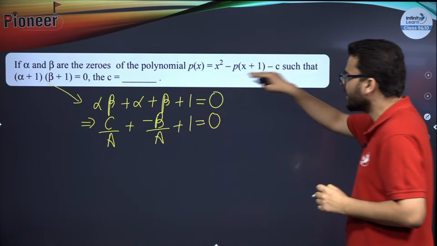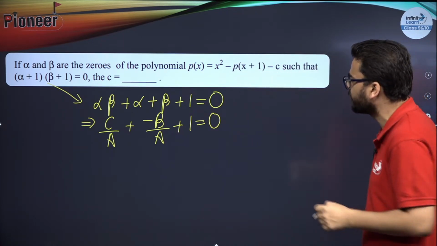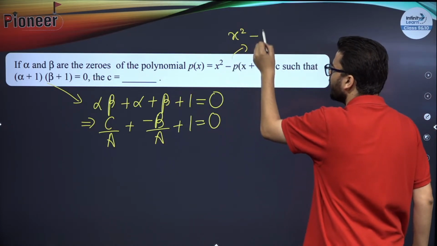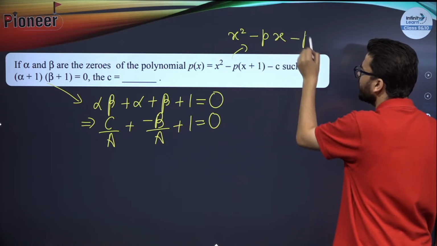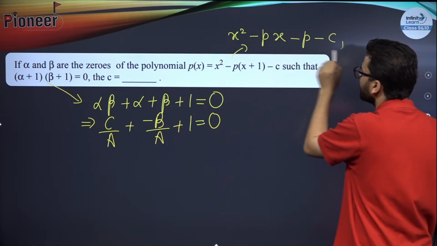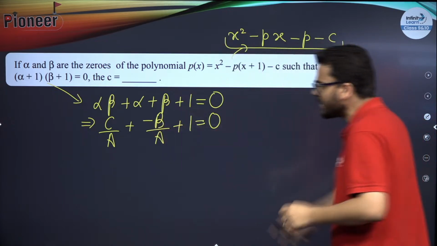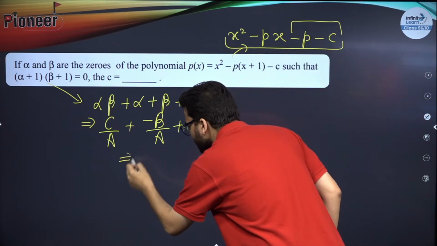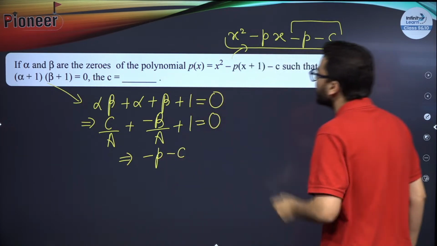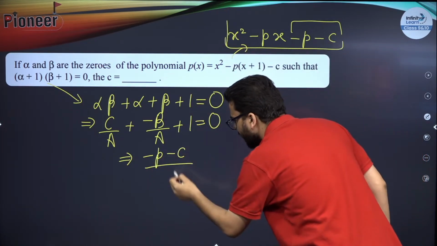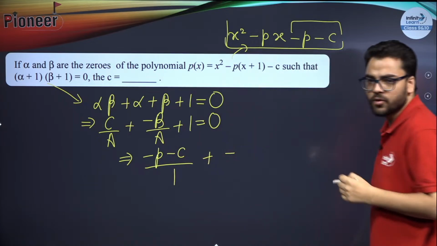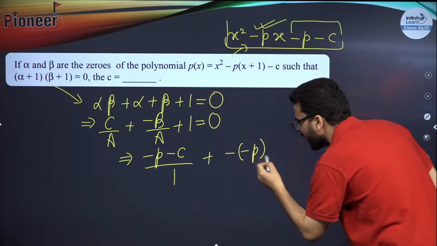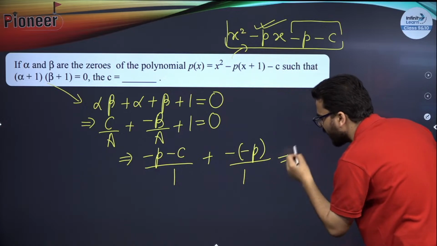Now see, the equation is in a different format, so you have to manipulate this equation first. Just simplify it. This will give you x square minus px minus p minus c, this is the polynomial, right? So what is c? C is the constant term, so over here that is equal to minus p minus c. And a is the coefficient of x square, so that is 1 only. Plus minus b, and b is the coefficient of x, that is minus p, so minus p over here. And a is 1, and that is coming out to be equal to 0.